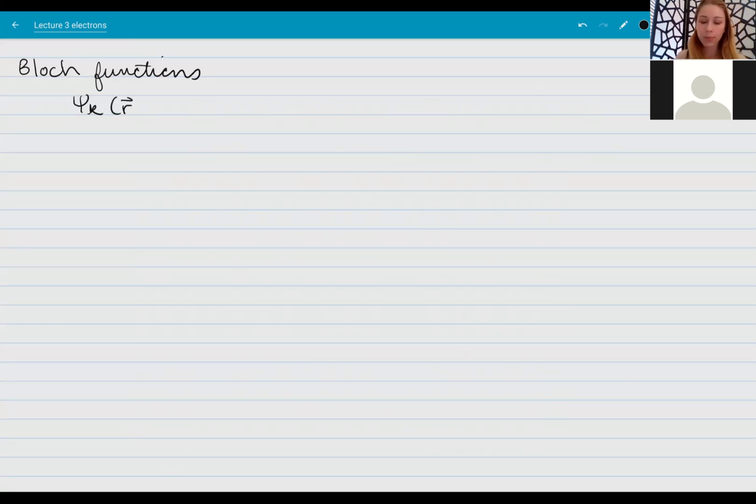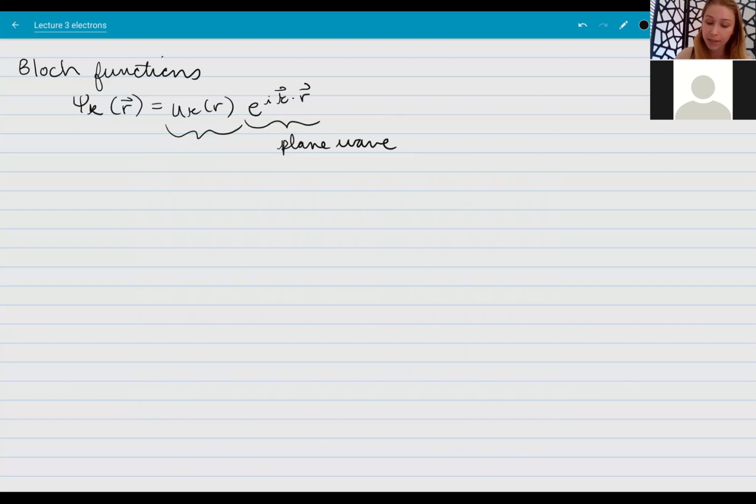The permissible wave functions are written in this way: u sub k of r times e to the i k dot r. The second component is one that you've seen already. This is a plane wave. And the function that multiplies this is some function that has the periodicity of the lattice.